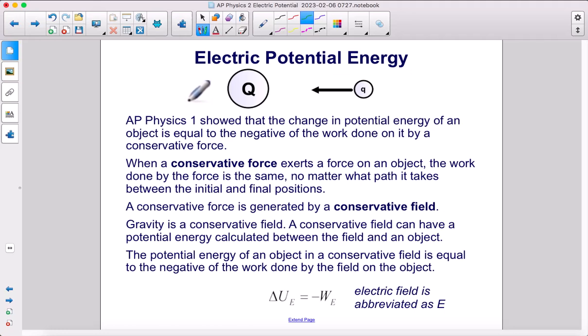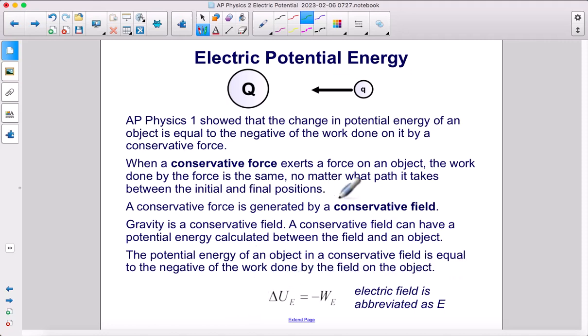A conservative force is generated by a conservative field. Gravity is a conservative field. A conservative field can have a potential energy calculated between the field and an object. The potential energy of an object in a conservative field is equal to the negative of the work done by the field on the object.